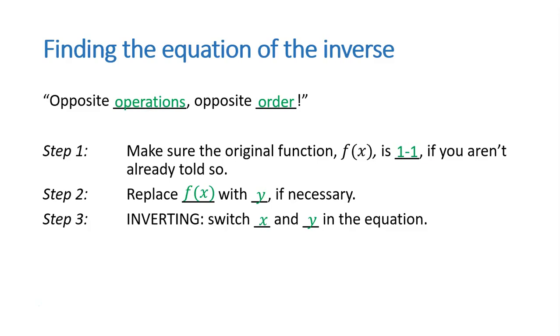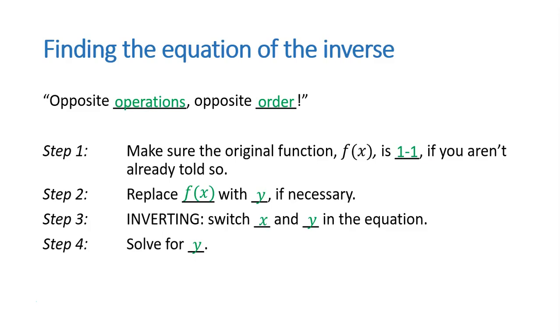Typically, we don't like to have an equation where it's x equals something. We like to have an equation where it's y equals something. So our next step is to solve for y. So we've switched x and y. Now we want to apply the sequence of operations that we need in order to get y by itself again, so to solve for y.